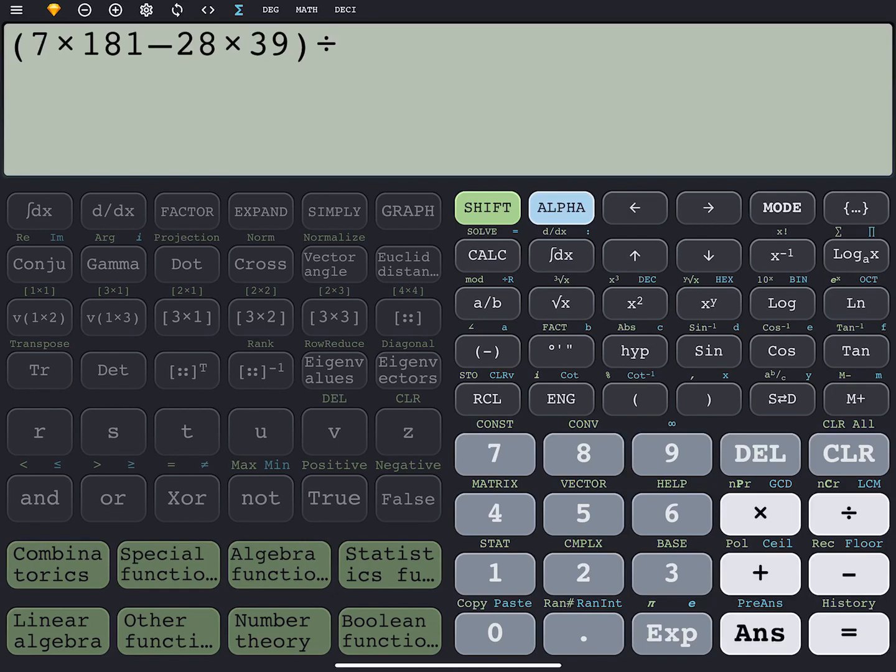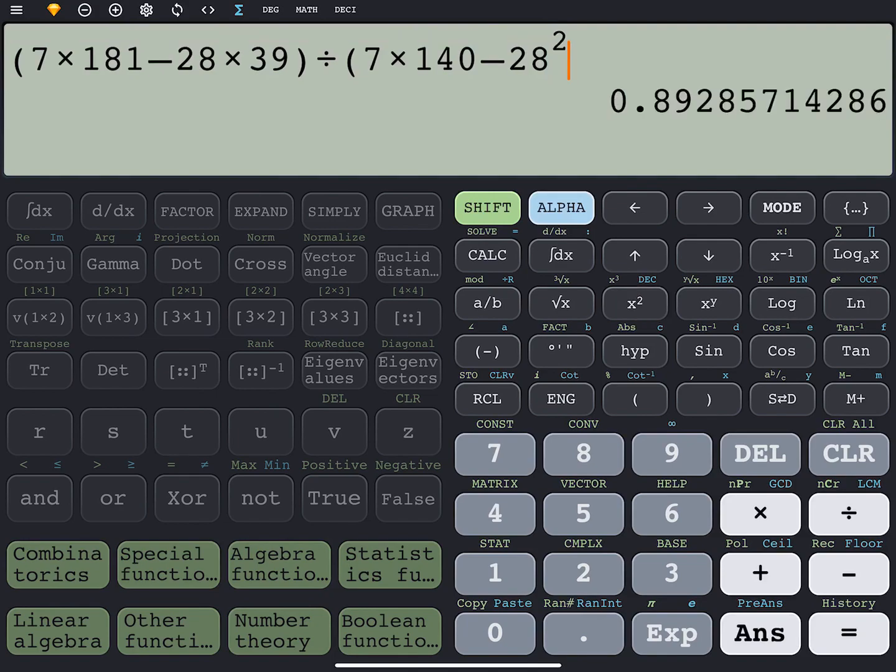Divided by, what's in the denominator? Anybody know? What do we put in that denominator now? 7 times 140 minus 28 squared. Okay. So double check we wrote the right thing down here, right? If we double check here, I think we're okay.